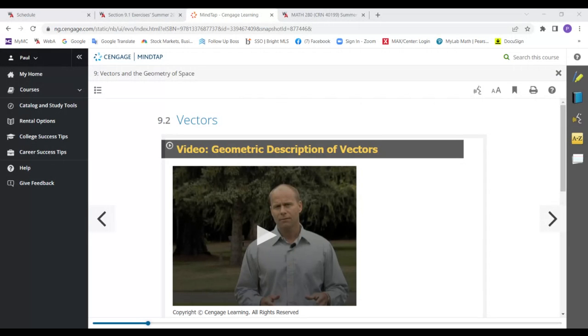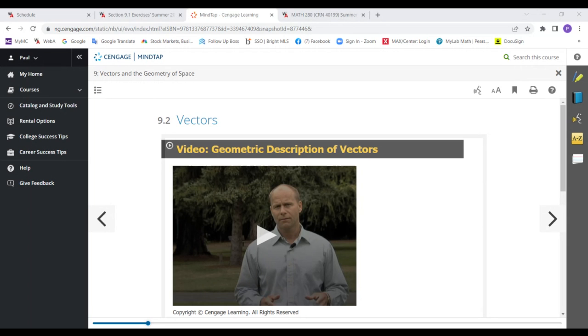Okay, so now we move on. We talked about three-dimensional space from section 9.1, three-dimensional coordinate system. And now we're going to talk about vectors. Vectors are important because applications in engineering and physics often involve vectors. A vector can represent a push, for instance, or a pull.